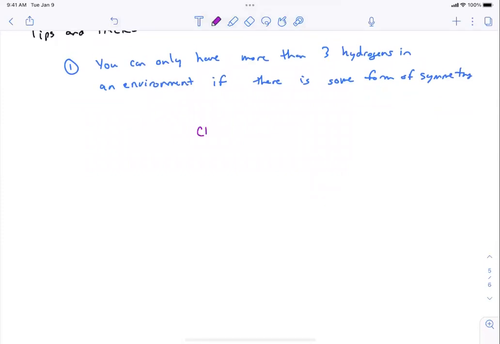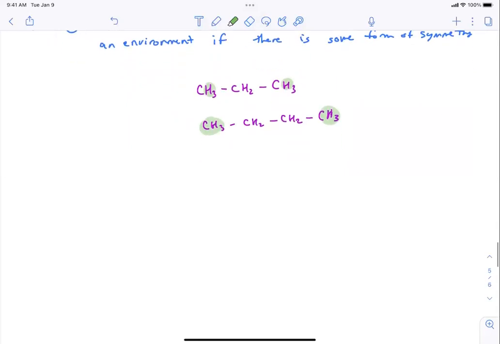So, for example, if you have something like this, these hydrogens are the same because there's symmetry, because they both neighbor the same type of environment. This would still be true if you had something like this. Even though they're not neighboring the same environment, they're neighboring identical environments. So those are both the same environment. And also, you can have branching as well.